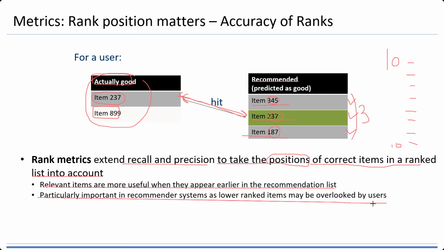Let's say you want to watch a movie, and the recommender system recommends you 100 movies. Will you look at all 100 movies? You just want maybe the movie in number one, number two, number three. Yes, that's the meaning. So the rank position matters.